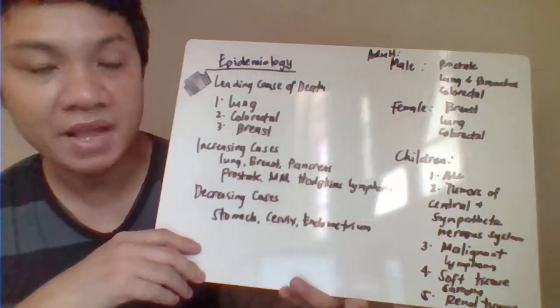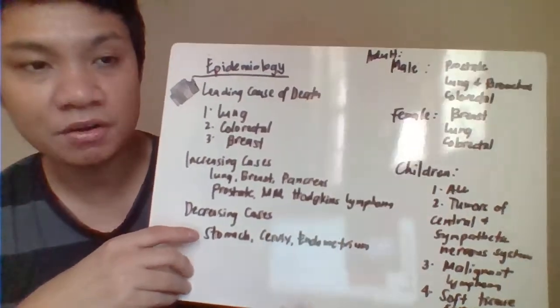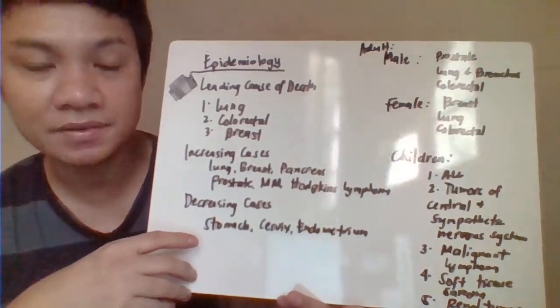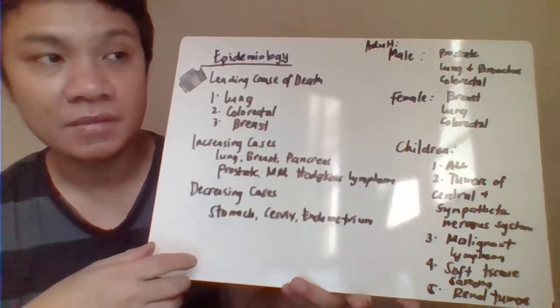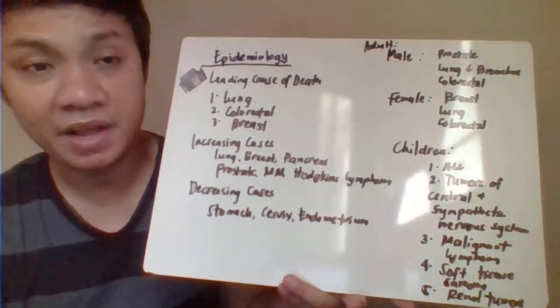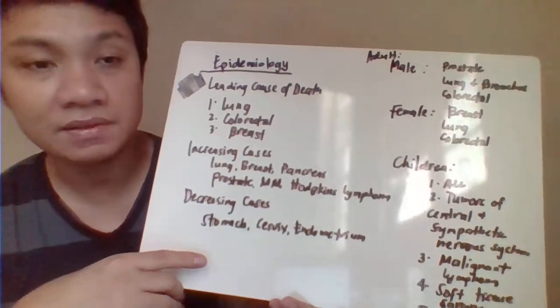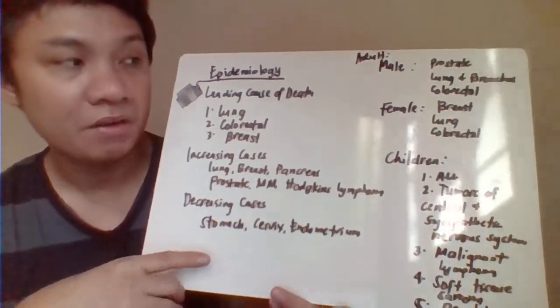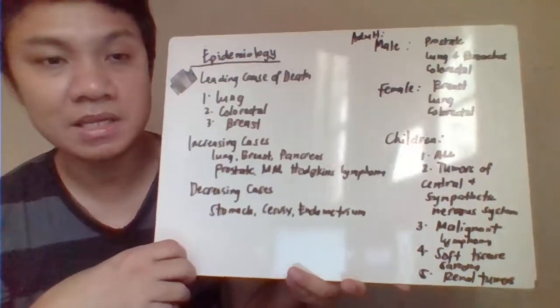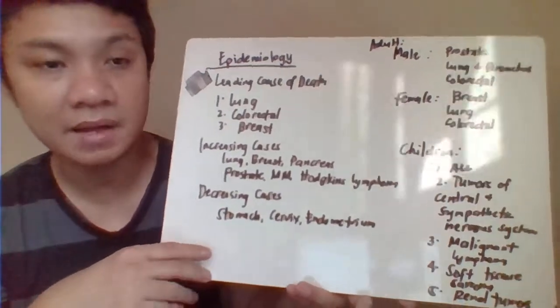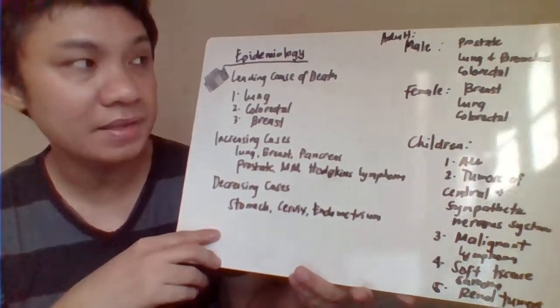Okay, for the prevalence for adult population, for the male patients, the leading number of cases of cancer would be your prostate, followed by the lungs, and followed by the colon cancer. For the females, breast cancer is still the leading cause of death. We have also the lungs, and we have also the colon cancer.